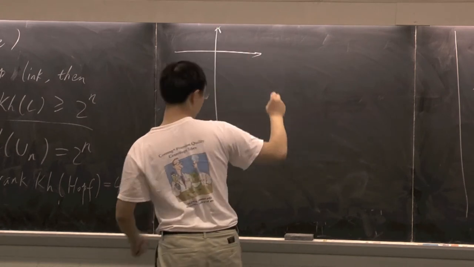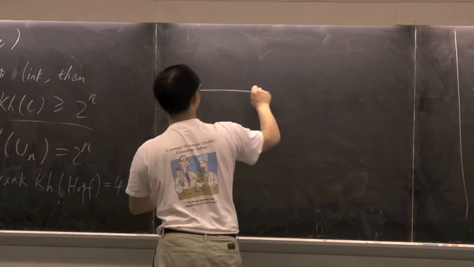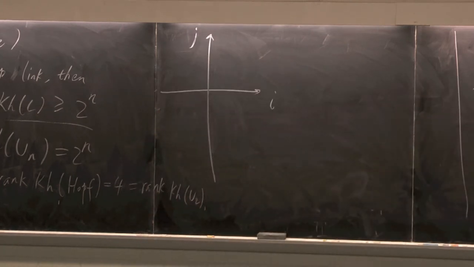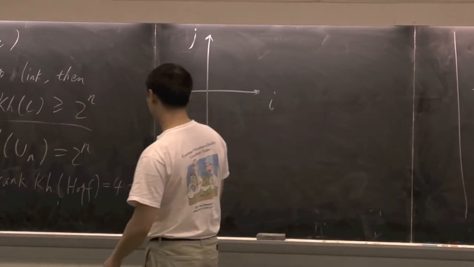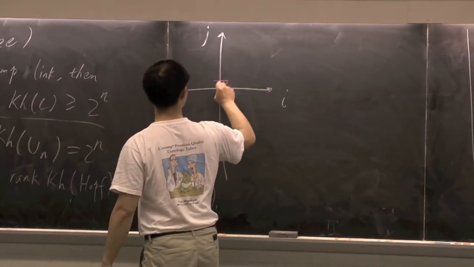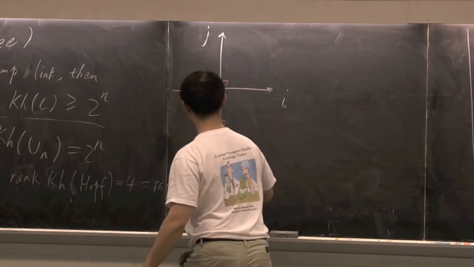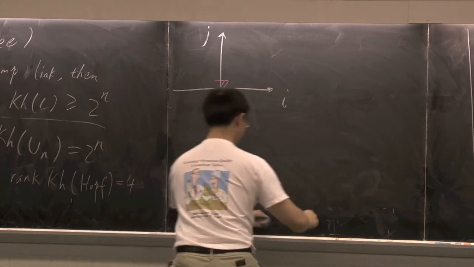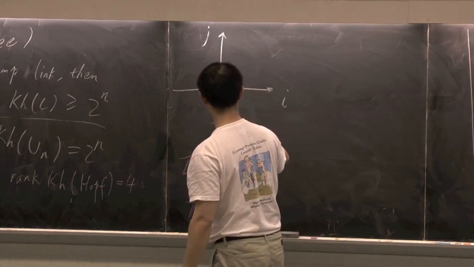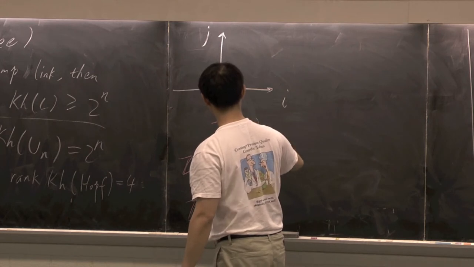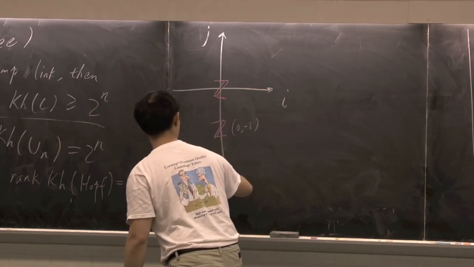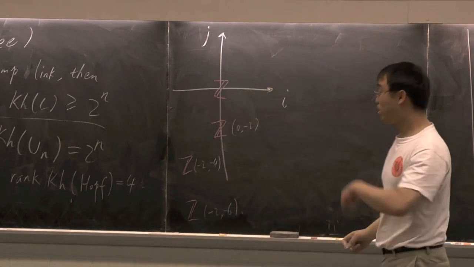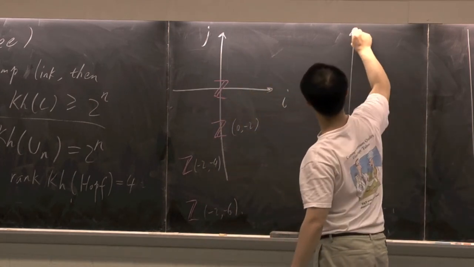So let's see. This is our (i, j) plane. Then for the positive Hopf link, I think you have a copy of Z here, and a copy of Z here, and a copy of Z here, and a copy of Z here. So the coordinates of this: this coordinate is (0, -2), and this coordinate is (-2, -4). And this one is (-2, -6). So that's the Hopf link, the positive Hopf link.